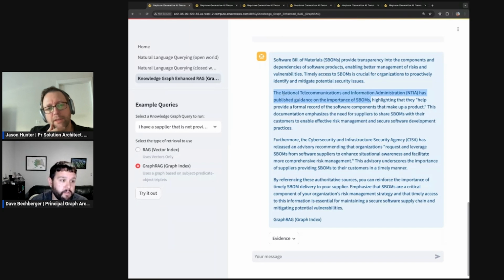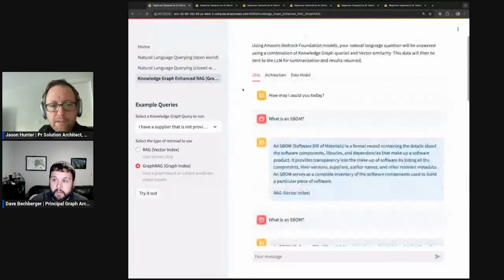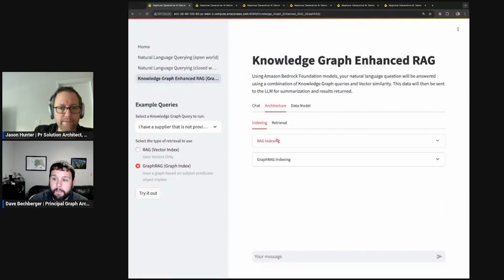All right. People are curious about the architecture here and asking, what do I need? A vector database, a vector index? How does this all work? So I think this might help. We saw that you got a better result with the GraphRAG. So show us how that worked.